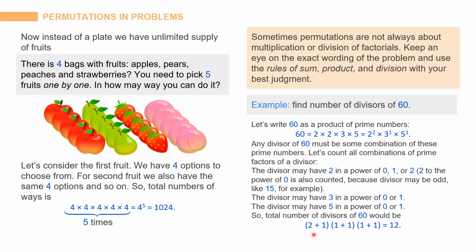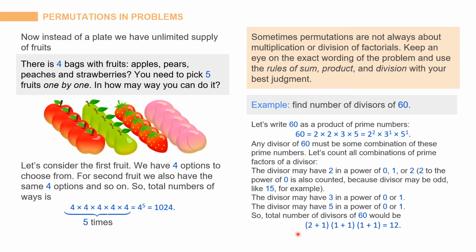The reason we write it as 2 plus 1, 1 plus 1, and 1 plus 1 is, in general, I can just take the exponent of any given factor and add 1 to it. And that adding 1 accounts for the fact that I could choose no factors of that. So 2 squared means I could pick 3 options: 1 or 2 powers of 2, or skip a factor of 2 altogether. So please take some time to think about this.